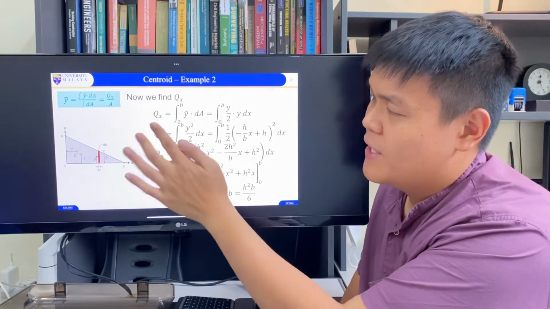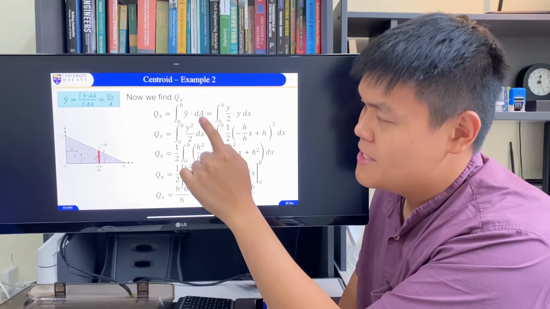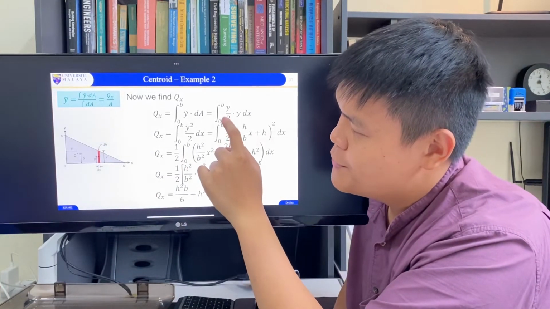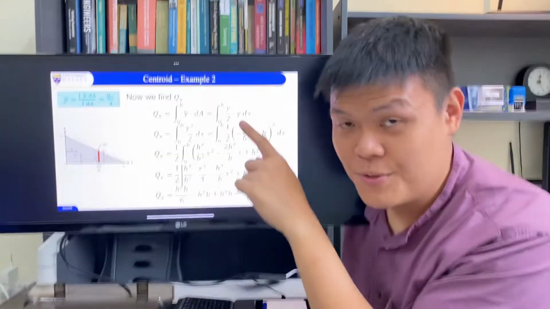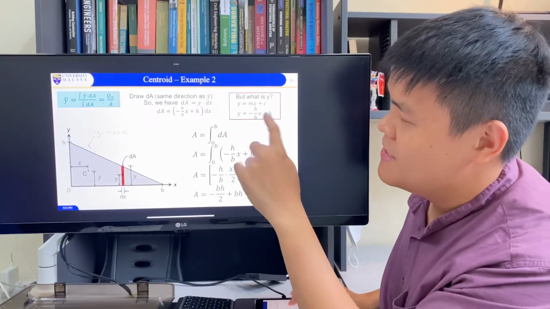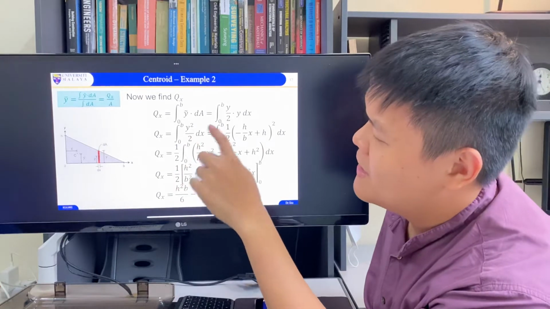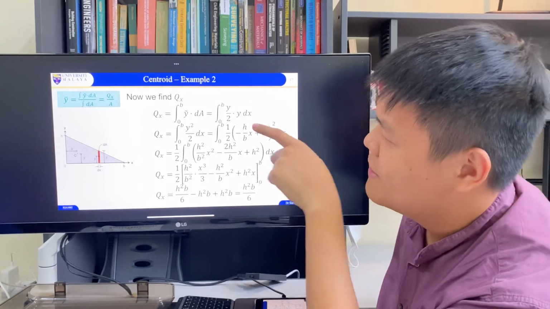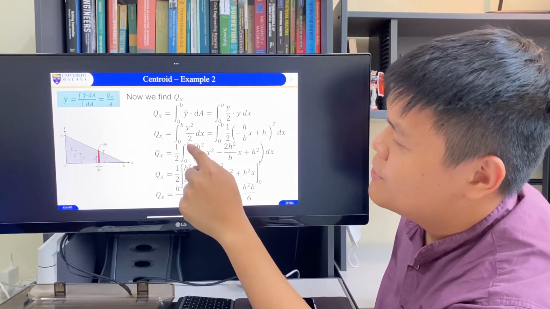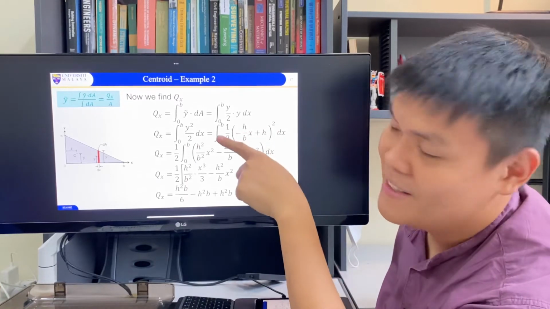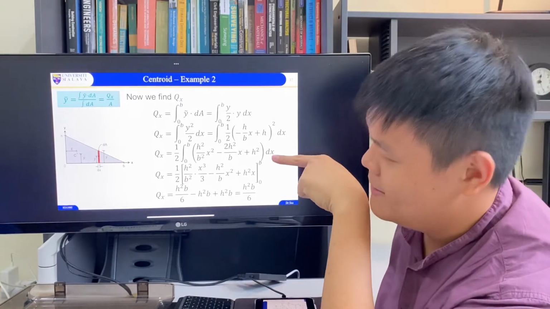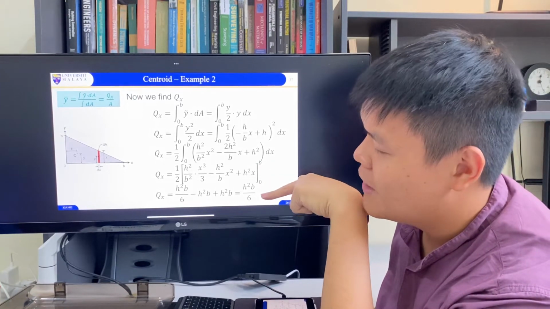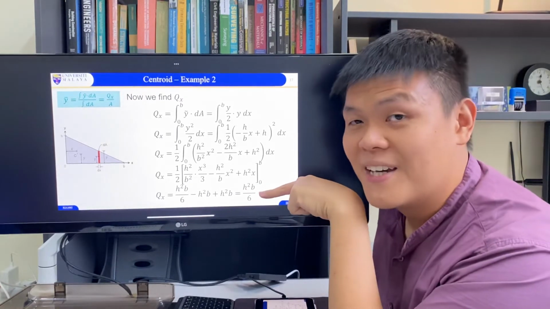So Qx is equal to y curly bar times dA, but y curly bar is this, which is y divided by 2. But what is y? You need to substitute y from previously, which is this whole thing here. So substitute it back in here, and don't forget to multiply by this one, and it changes to dx. So it becomes y squared over 2. We substitute y in here, then we have to expand the equation, do the integration, substitute values of b and 0, and you should get h squared b divided by 6.